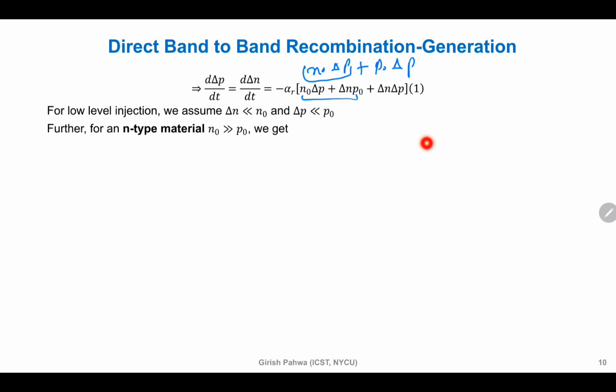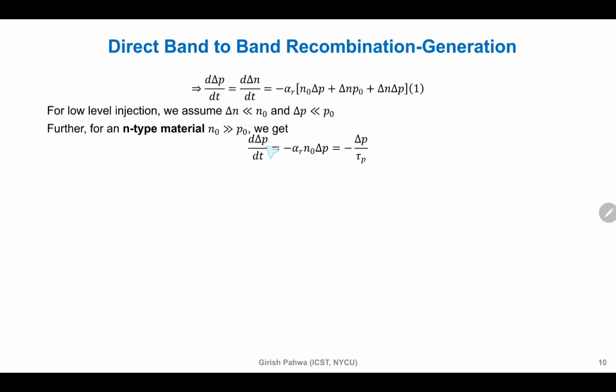This, for an N-type material. Okay, so I can neglect this term. Plus this term is a product of two small terms, delta N and delta P, so the product will be even smaller. I can neglect this as well. Delta N and delta P are equal, so this is basically your delta P square. And delta P is very small, so I can neglect it. And what do I get then?